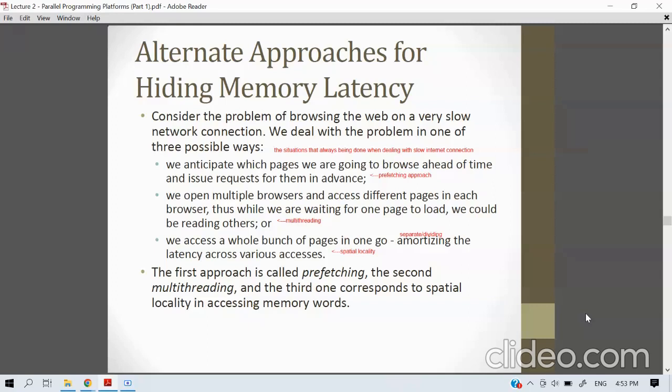Another one, we open multiple browsers and access different pages in each browser. Thus, while we are waiting for one page to load, we could be reading the others. This is the second way. And the third one is we access a whole bunch of pages in one go, amortizing the latency across various accesses. So there are three ways. The first one tackles the situation by using the pre-fetching approach, the second one is by using multi-threading, and the third one is by using spatial locality.